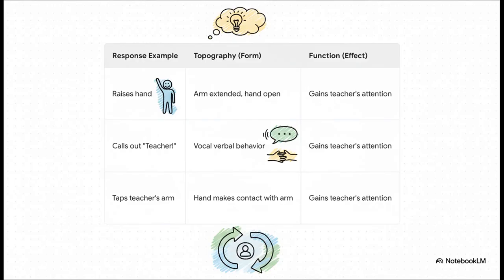And this table just lays it out so clearly. Look at this. Leo can raise his hand. He can call out teacher, or he could walk over and gently tap her arm. Now, look at those topographies. Arm extended, vocal cords vibrating, hand making contact. They look totally different, don't they? But what do they all have in common? They all have the same function. They get the teacher's attention. That's what groups them together into the same response class.